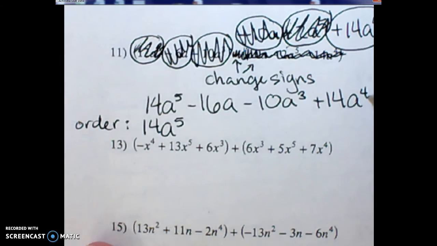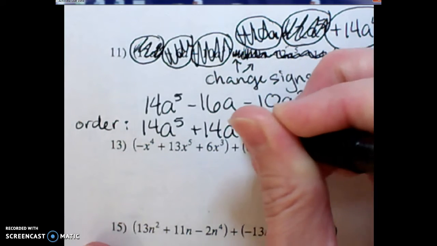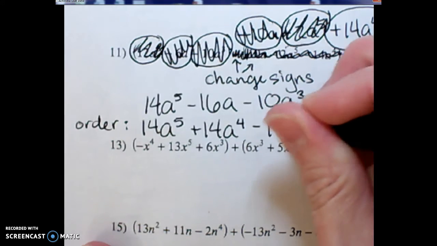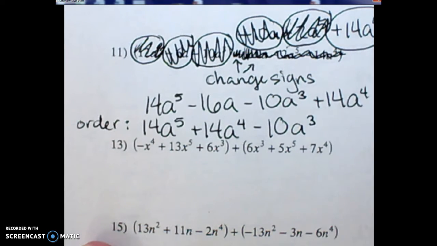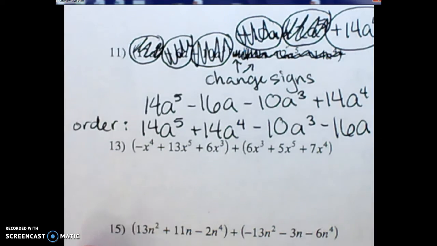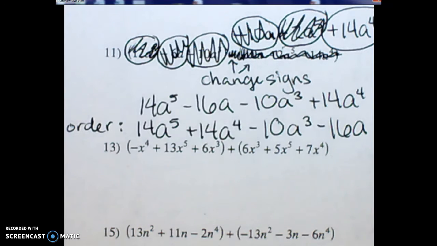We had an a to the fourth, so that would be next. So plus 14a to the fourth. We have a to the third power, so I'd put minus 10a to the third power. And then the last one would be minus 16a. Again, that would be technically the correct order, but if you gave me the answer above it, I would accept it as well.